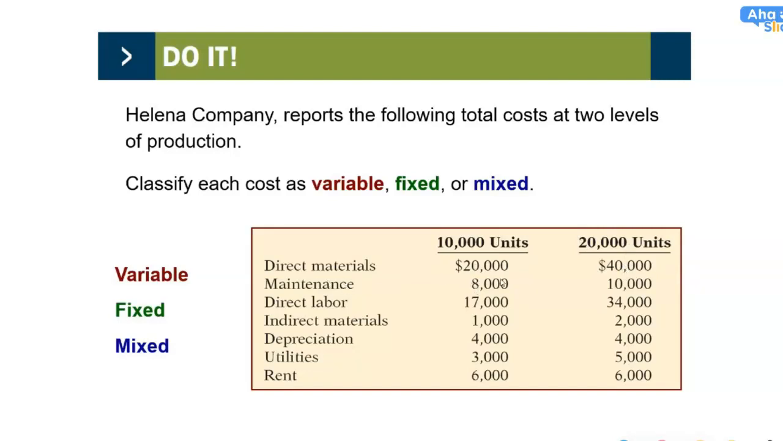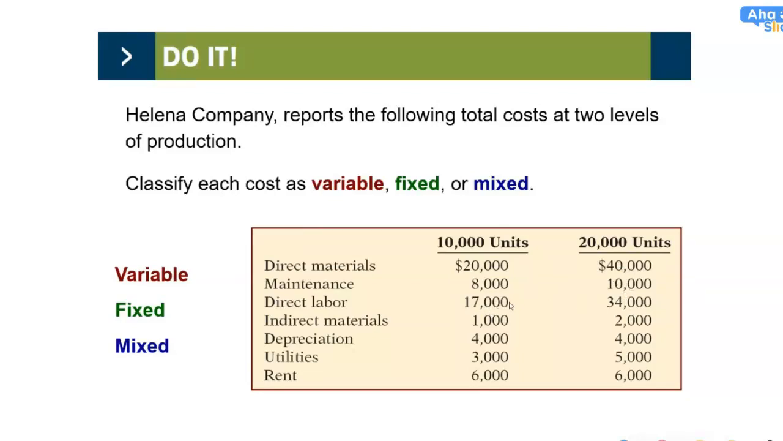Maintenance at 10,000 units was $8,000. At 20,000 units is 10,000. So look at that. Maintenance changes. It's not a fixed cost, but it's not a variable cost. It goes from 8 to 10. It changes, but not in proportion. It did not double with production as direct materials did. It increased, so it is not a fixed cost.